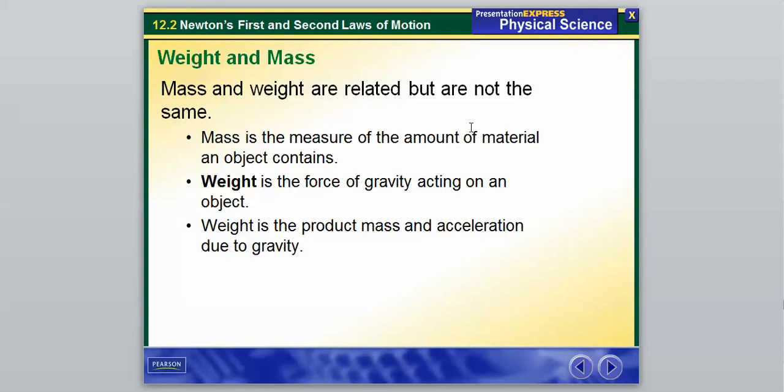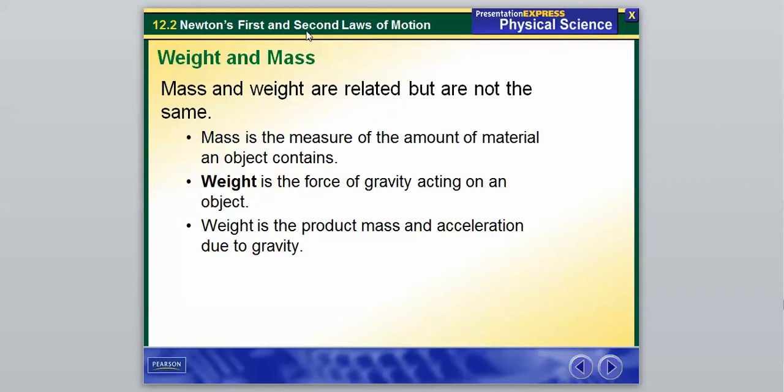Mass, as another definition, is the measure of the amount of material an object contains. How much stuff you actually have, to put it simply, is your mass. That's the simple definition: how much stuff is present at any time is how much mass there is.